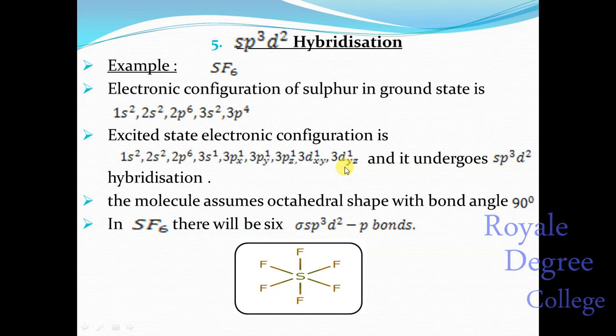So here 1 s orbital, 3 p orbitals and 2 d orbitals are involved in the hybridization. So it undergoes sp3d2 hybridization. The molecule assumes octahedral shape with bond angle 90 degrees. Okay. In sulfur hexafluoride, there will be 6 sigma sp3d2-p single bonds.